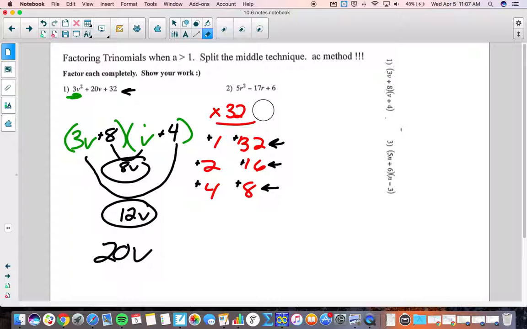Let's try this one over here. I think I can kind of save the space to make it work.